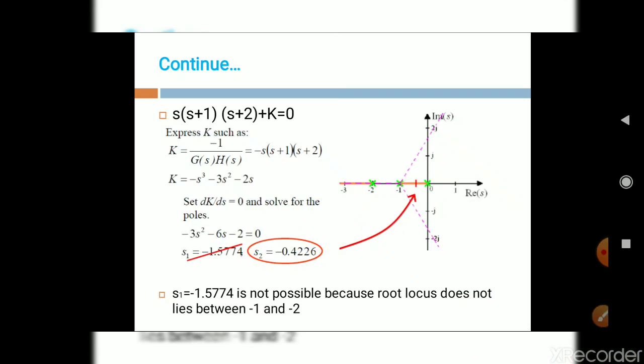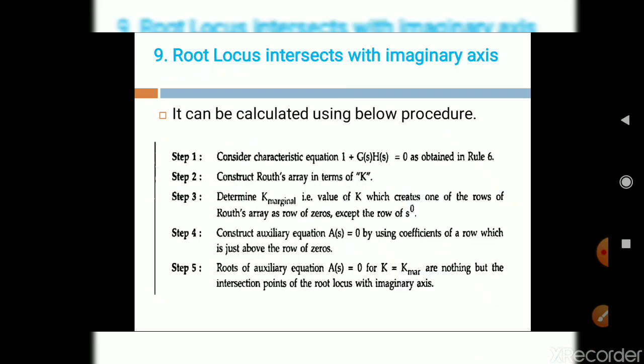This is the valid breakaway point. So in this way you can find out the breakaway point for the given transfer function. Now next, after getting the breakaway point, we can find out the point of intersection to the imaginary axis.